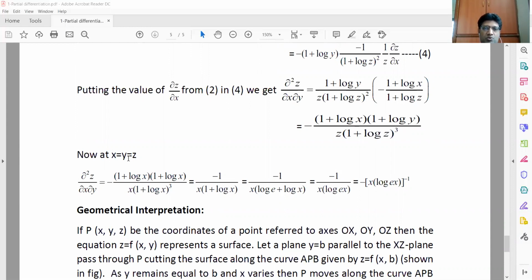Now at x equals y equals z, so instead of y we are substituting x, instead of z we are substituting x. Therefore, this becomes, after cancellation, minus 1 by x into (1 plus log x). So minus 1 by 1 can be written as log e, because log e base e is 1. So minus 1 by x log ex. So the whole thing goes to the numerator, it becomes minus 1. So these are the simple problems.